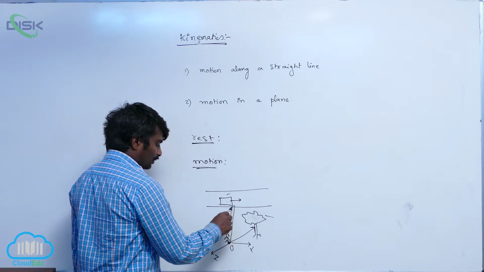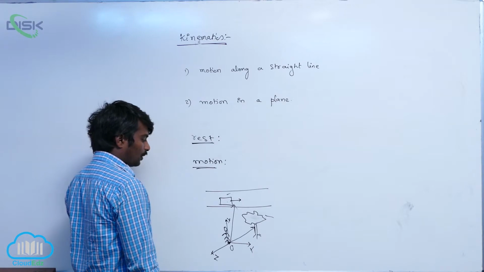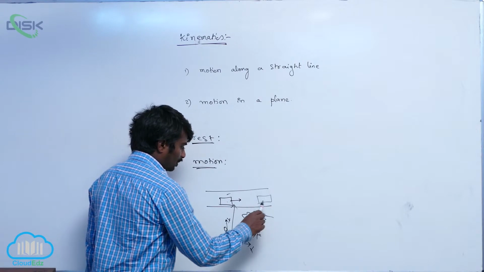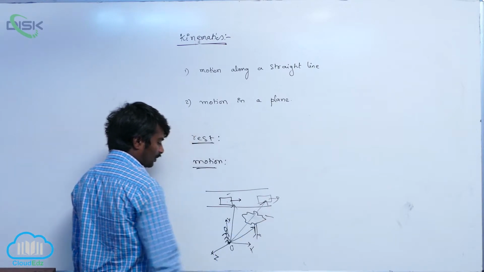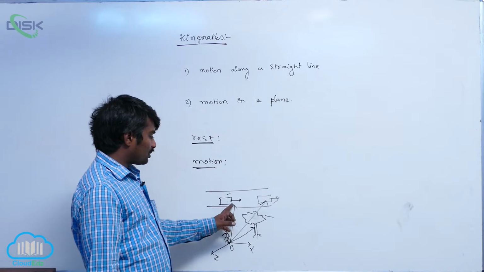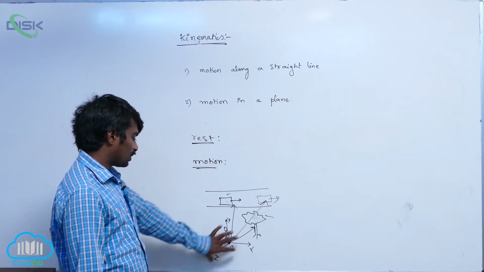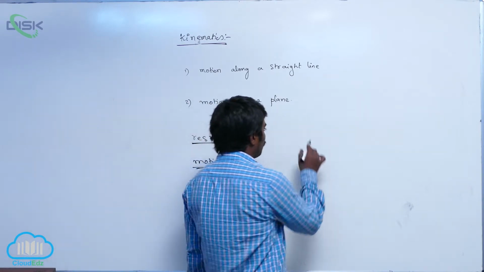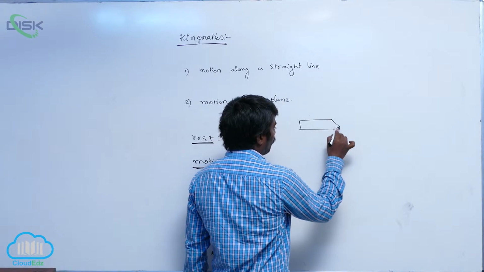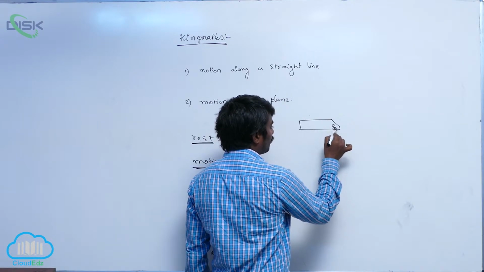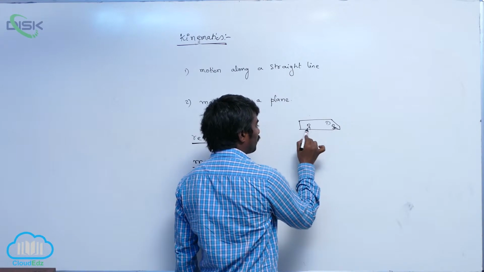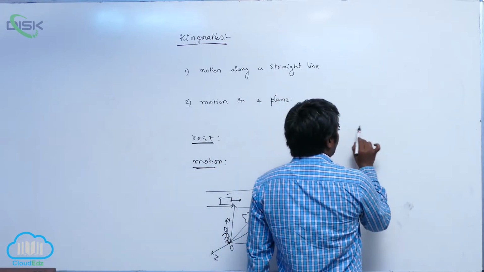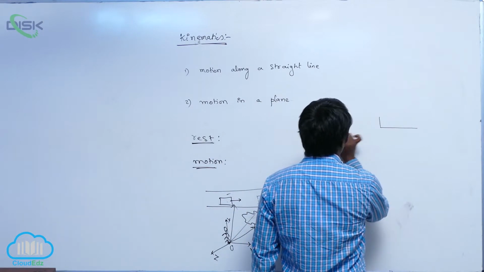Suppose we take the position vector of this car from the origin of the coordinate system. When the car comes to here and its position vector is changing, that's why this car is said to be in motion with respect to this reference frame. And let me take one more example. Here is the bus and the driver is driving the bus, and here the passenger is sitting inside the bus. In some time, the bus moves from this place to this place.